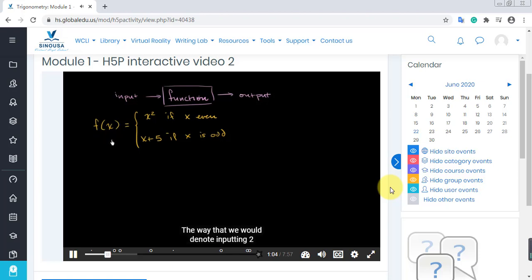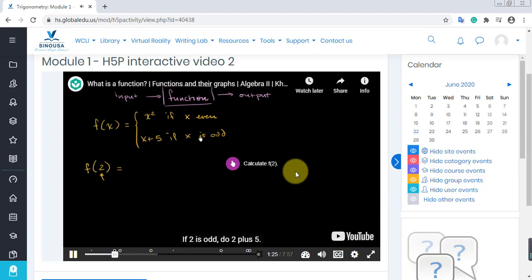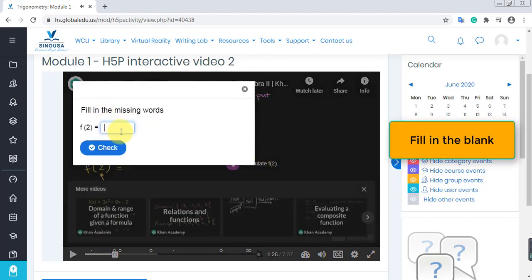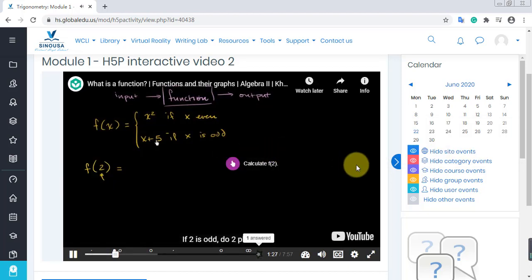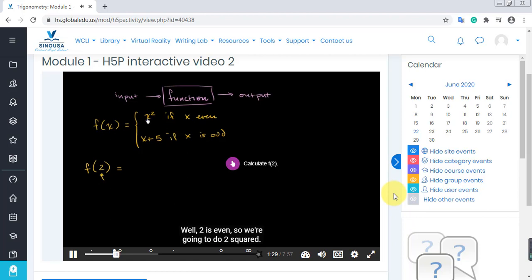So what would happen if we input 2 into this function? The way that we would denote inputting 2 is that we would want to evaluate f of 2. This is saying let's input 2 into our function f. And everywhere we see this x here, this variable, you can kind of use this as a placeholder. Let's replace it with our input. So if 2 is even, do 2 squared. If 2 is odd, do 2 plus 5. Well, 2 is even, so we're going to do 2 squared. So in this case, f of 2 is going to be 2 squared, or 4.